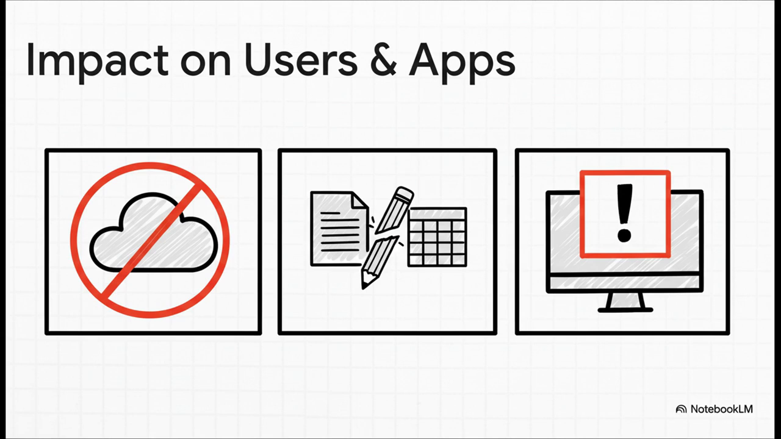So, what does this actually feel like for your team day to day? Well, right away, their access to OneDrive for Business is cut off. Apps like Word and Excel will still open files, but they'll be in what's called reduced functionality mode. Basically, you can view things, but you can't edit or create anything new. And yeah, they're going to start seeing those annoying unlicensed product pop-ups.